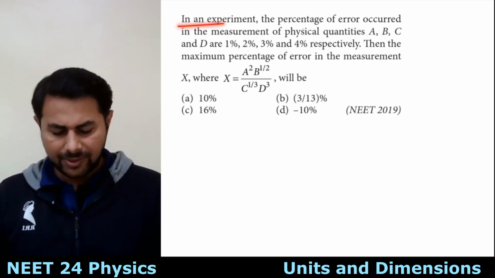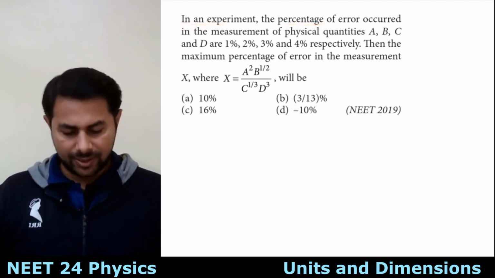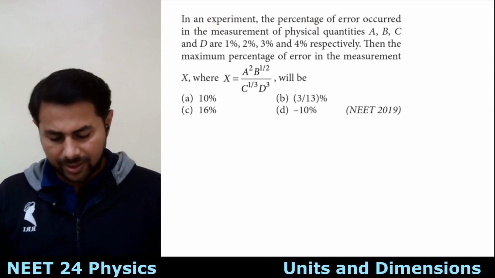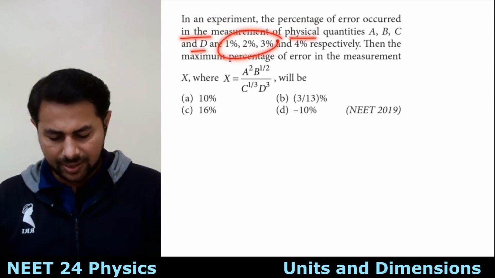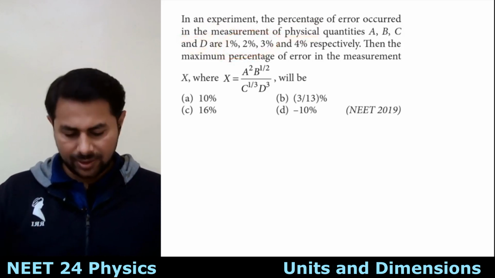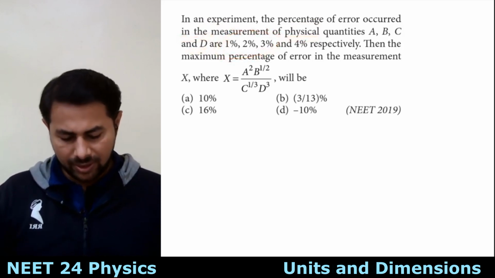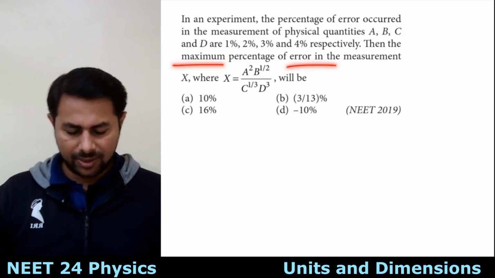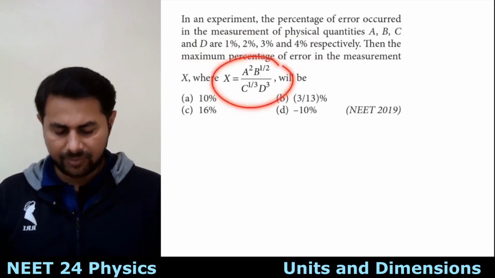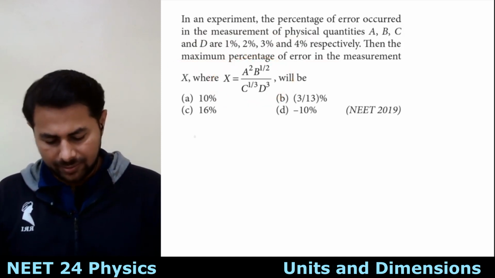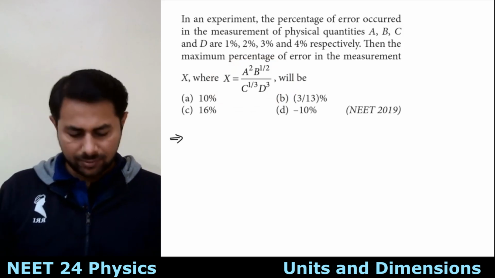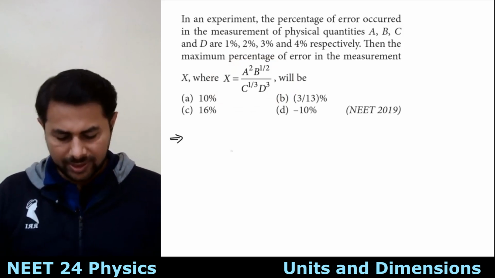In an experiment, the percentage of error occurred in measurements of physical quantities A, B, C and D are 1%, 2%, 3% and 4% respectively. Then the maximum percentage error in the measurement of X, where X is equal to this thing, will be, tell me. 16%, sir. Is it 16%?